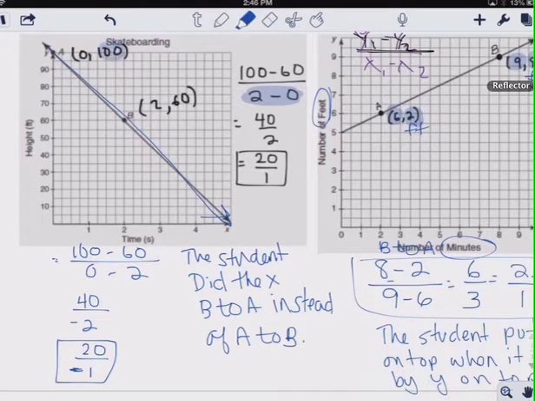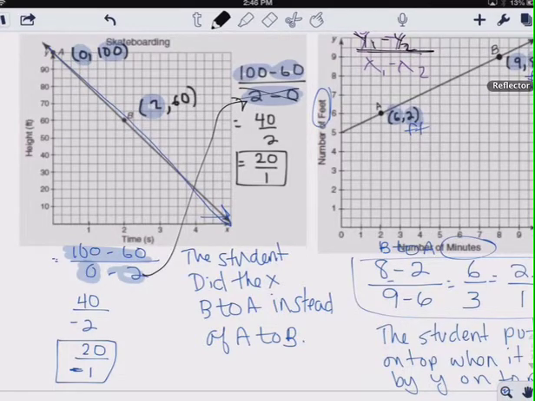So the 100 to 60 was right, but because it's A to B, they should have done 0 to 2. They did a 2 to 0. That's where their mistake is, you see. They should have done 0 to 2 and not 2 to 0, because it's A to B.